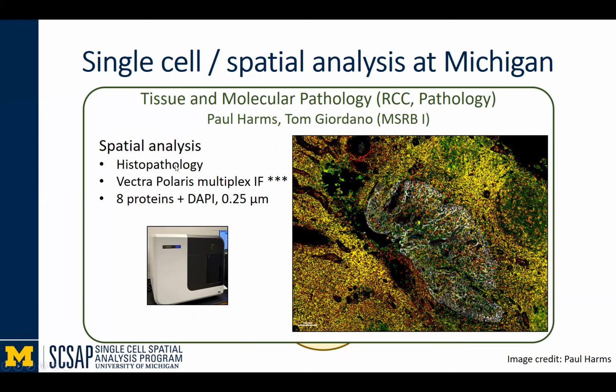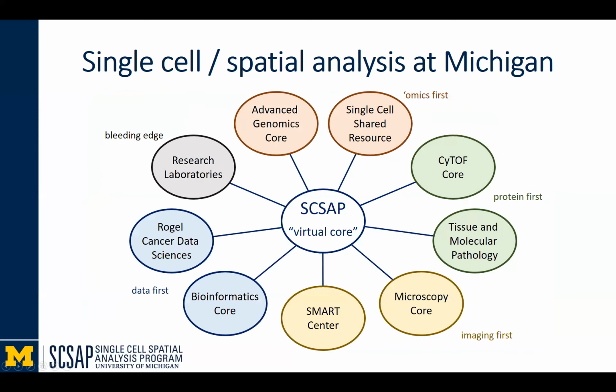And here, as a pathologist, I'll just point out that, of course, to some degree, this is histopathology. It's something we as pathologists have done for a long time. And so it's natural that such a site would expand into the Vectra Polaris multiplex immunofluorescence platforms, where we're now looking at a smaller number of proteins, 8, though at increasingly high resolution, down to quarter micron resolution, leading to stunning views like this one that I think you'll see more of in a short talk coming up.